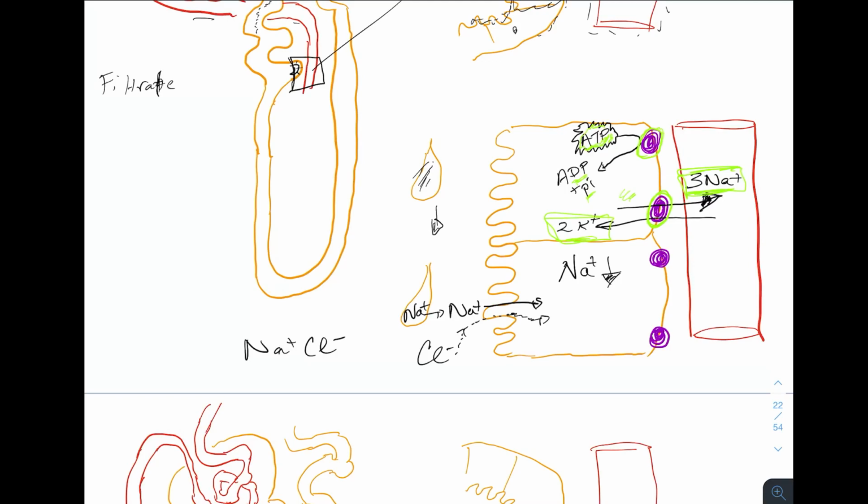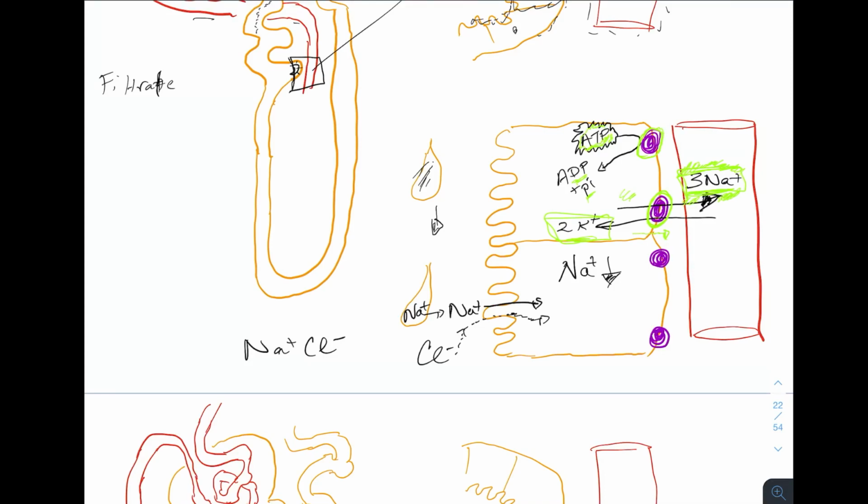And cells in general are leaky to potassium, so a lot of this potassium is going to end up leaking out as soon as it's pumped back in. Really, we're going to end up focusing on the sodium. And we're going to use that sodium gradient to actually get these cells to do what they're supposed to do.